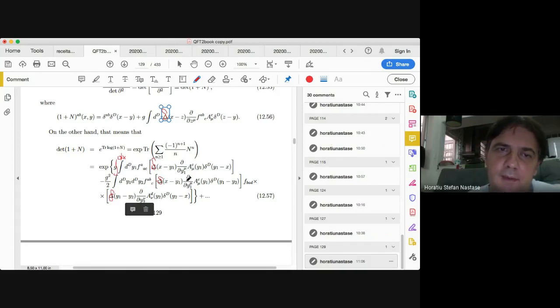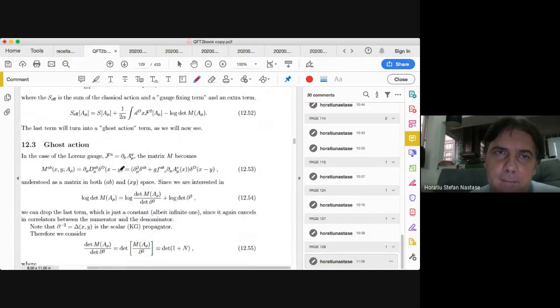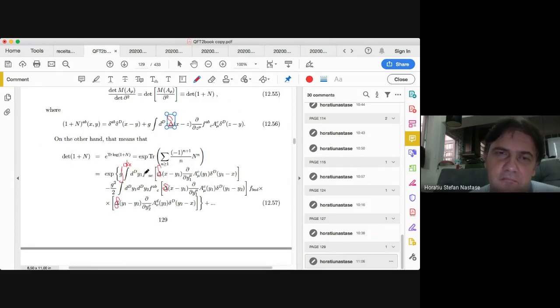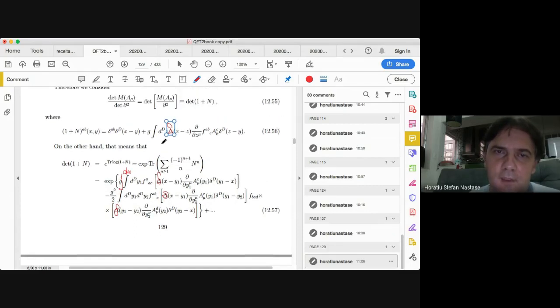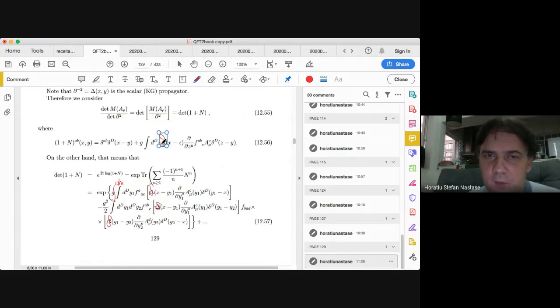So this would be a very complicated form, but it is a form that you could use. It's in the exponent now, and I could just add that to the action. But it's a very complicated term. It's highly non-local, with all sorts of integrals over coordinates. So that's not a very useful form. Although it's the most obvious thing to do when you have a matrix and you want the determinant written inside an exponent, that's how you would do it.